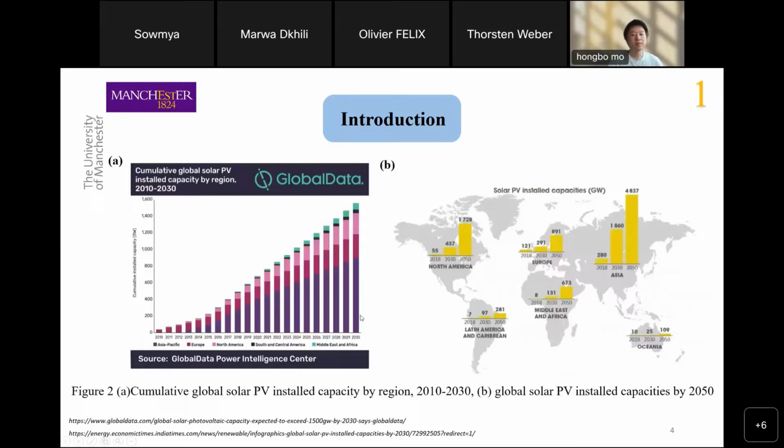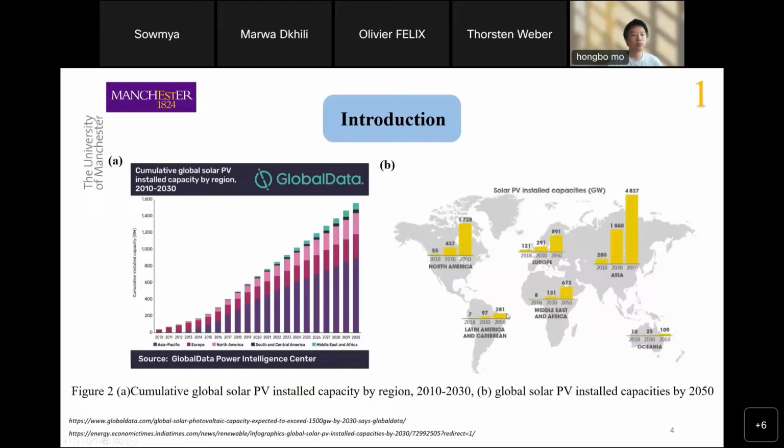So solar PV is one of the most abundant natural resources, environmentally friendly and totally free. As we can see from Figure 2A, the solar panel installation capacity has increased rapidly from 2010 to 2030. By 2030, the solar PV installation capacity will increase to up to 1,500 gigawatts. Therefore, there's still great potential for solar PV.